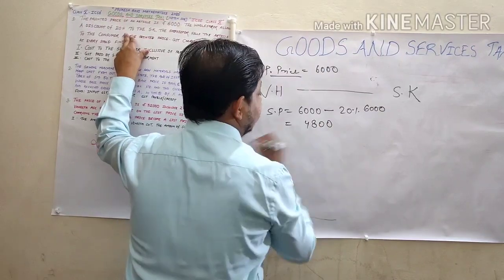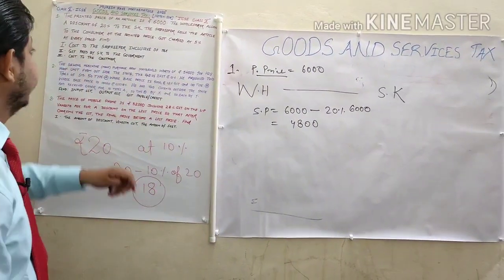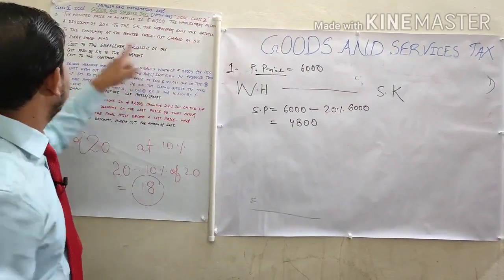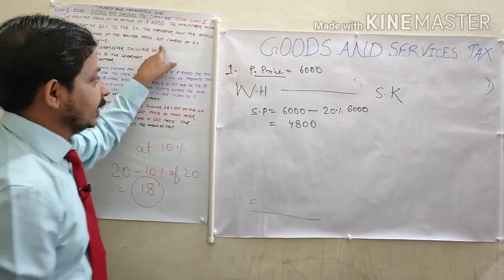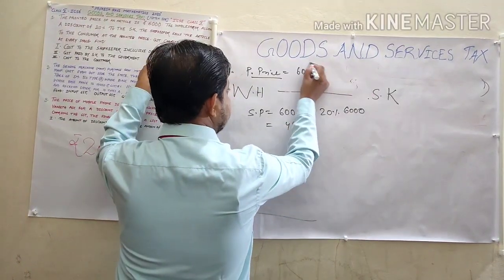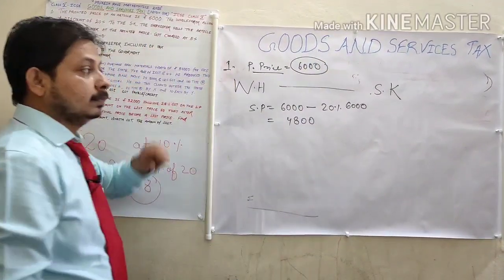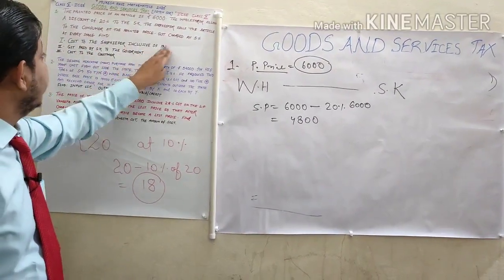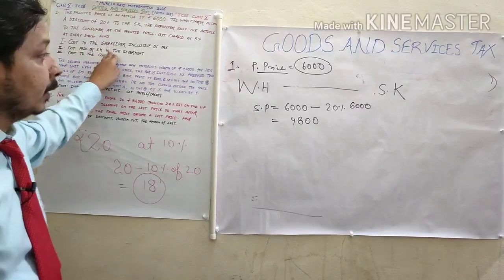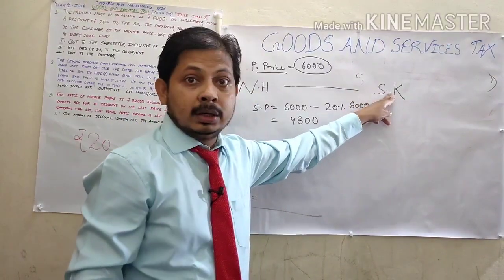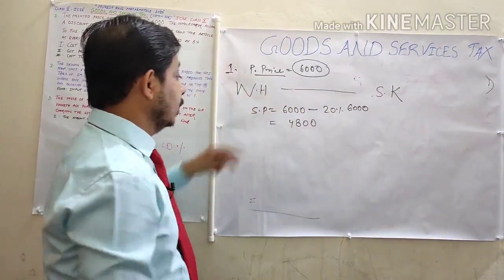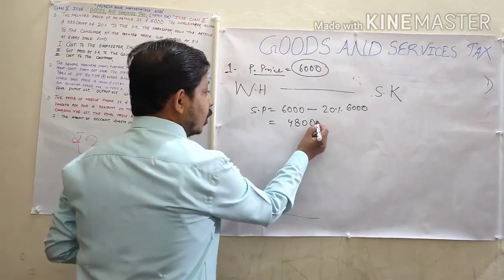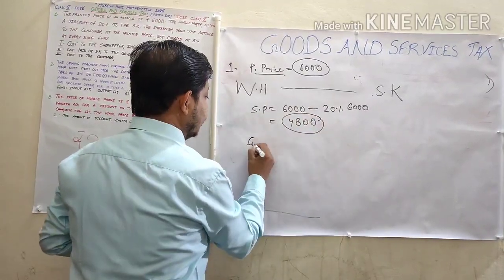This is Mukesh Ravi Mathematics 2020. Selling price is 4800. The shopkeeper sells the article to the consumer at the printed price. See the shopkeeper, the cunning shopkeeper, 6,000. But the cost to the shopkeeper is inclusive of tax. What is the price the shopkeeper paid to the wholesaler? 4,800. And now the shopkeeper will pay what?